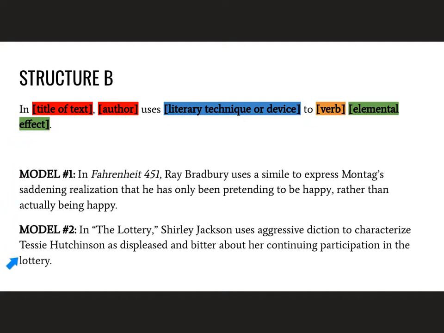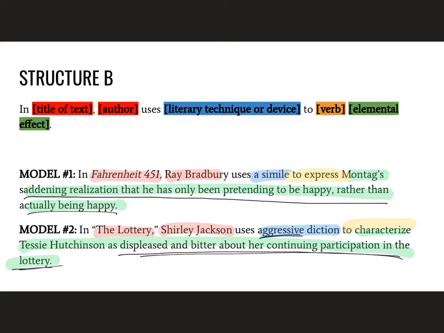Here we have 2 more models. Take a second looking at structure B and see if you can identify the component parts of each topic sentence. If you got something like this, good job. I want to draw your attention to something in these 2 topic sentences. First of all, we have a great deal of specificity here. So everything that's underlined is nice, specific language, right?